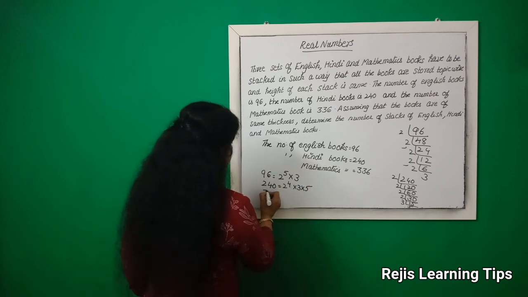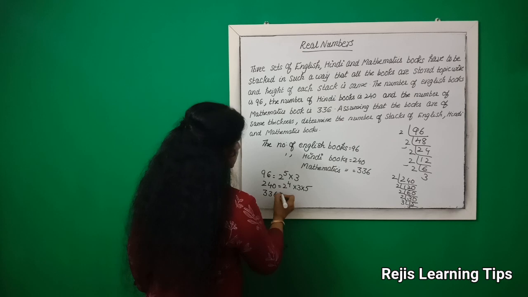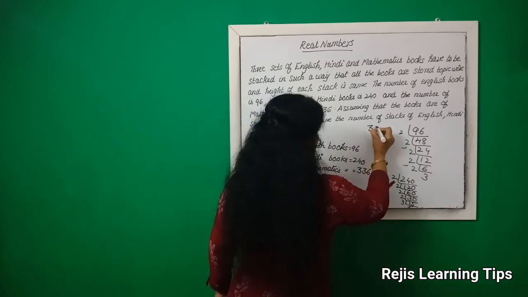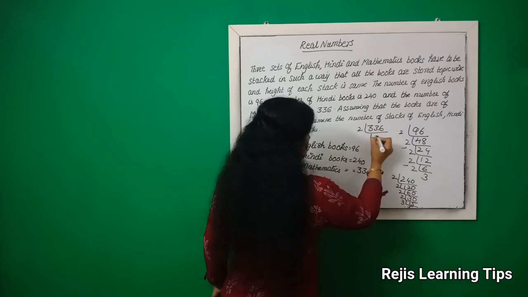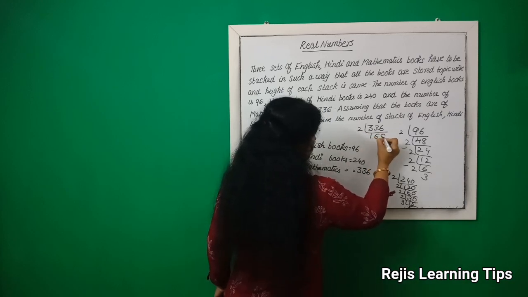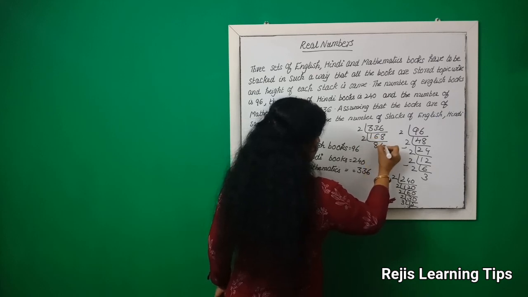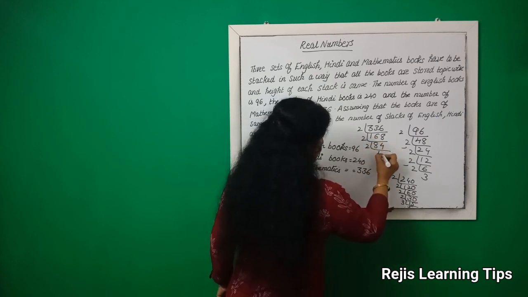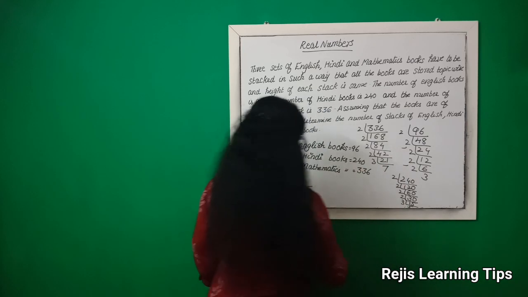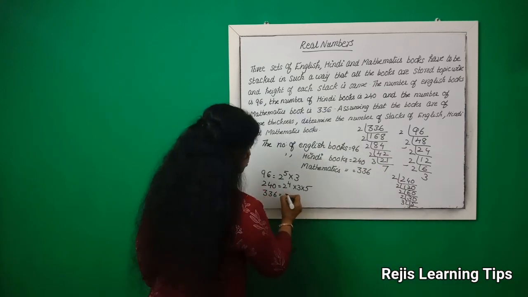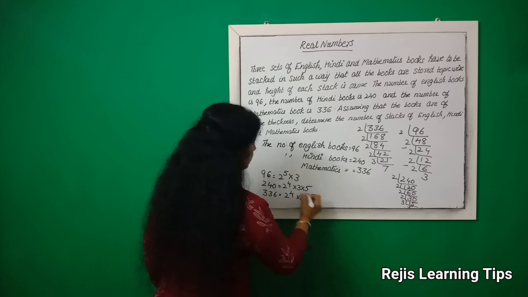The next, 336. 336 is equal to 2, 168, 84, 42, 21, then 3, 7. That is 2 raised to 4 into 3 into 7.